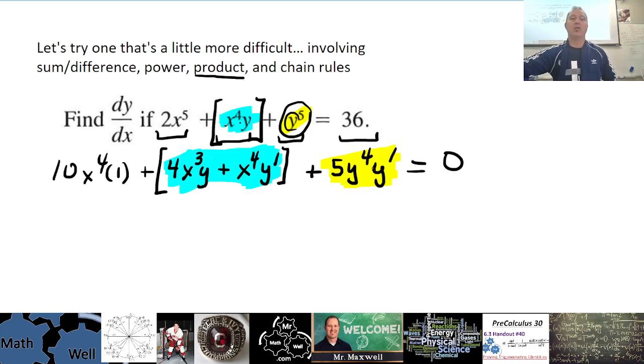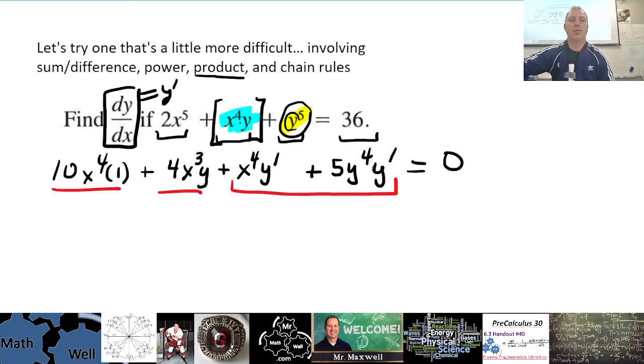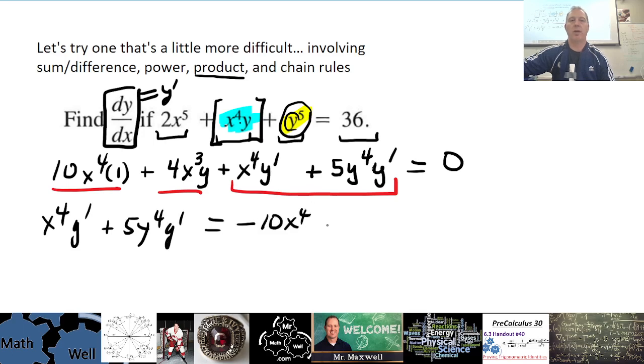Okay. All right. So now, finally, remember, what we're looking for is y prime. So I need now to solve for y prime. And this isn't hard at all, just regular algebraic manipulation. So I am going to get all the terms that do not have y prime in them over to the other side of the equation. So I'm going to put x to the 4, y prime, plus 5y to the 4, y prime, and I'm going to do minus 10x to the 4 minus 4x cubed y.